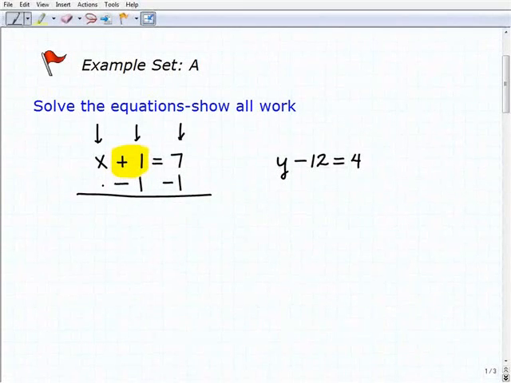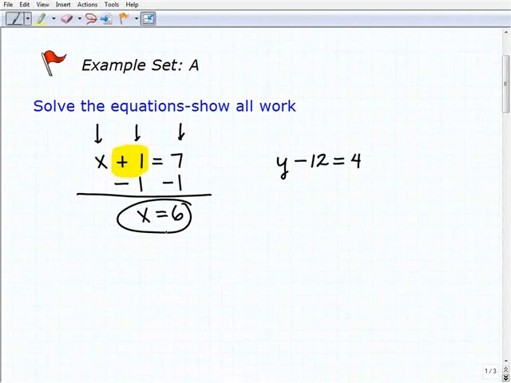So x plus nothing is x. Plus 1 plus a negative 1, or 1 minus 1, is 0. Then I have 7 plus negative 1, or 7 minus 1, and that of course is 6. And that's it. One step to get to our solution, x equals 6, and we're done.